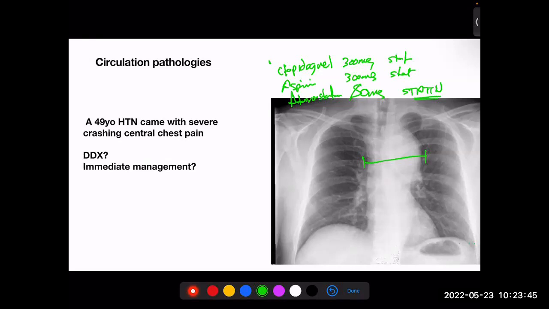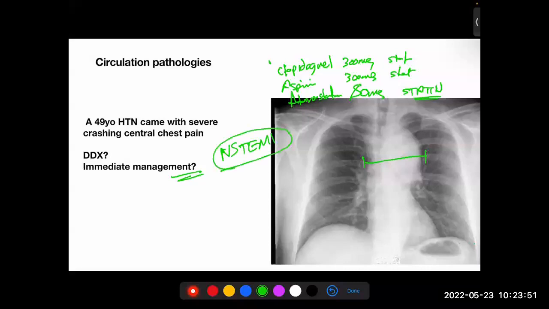And then this patient, we found the patient has features of STEMI. What are the features of STEMI on ECG? Elevation of the ST segment. Okay, fine. So a patient who is having aortic dissection, can you give these medications? What are the options?